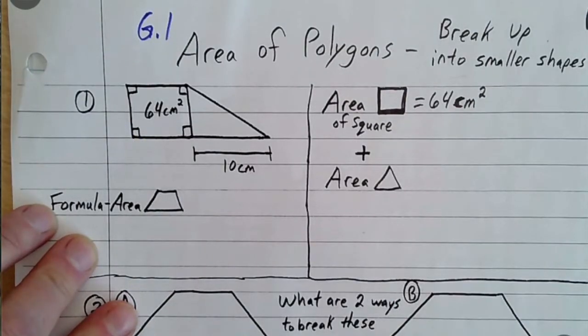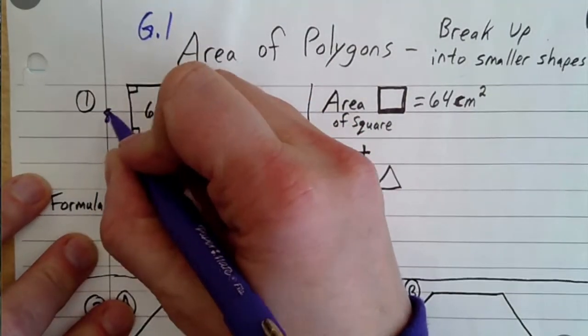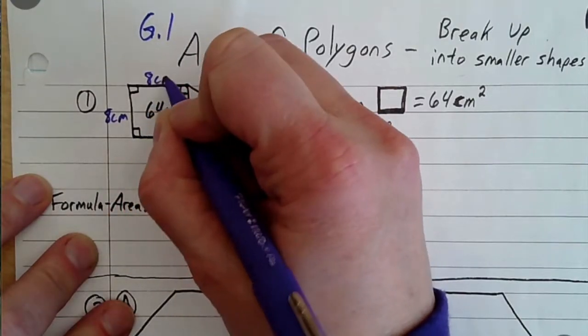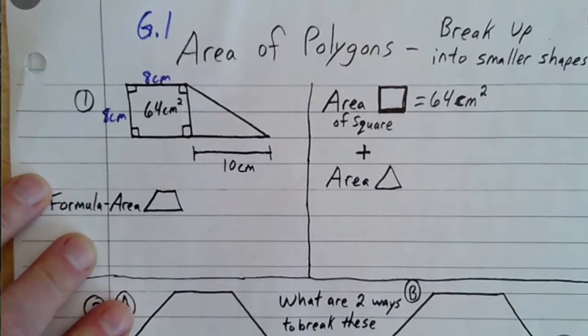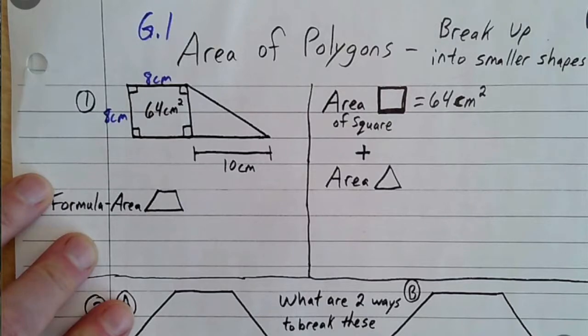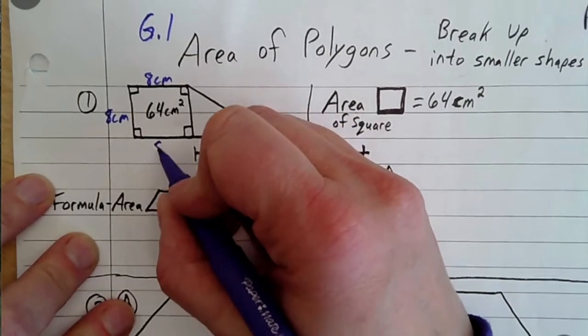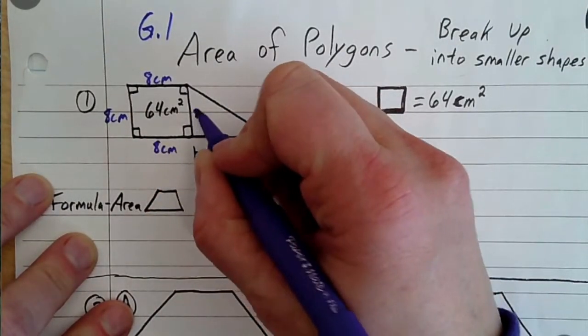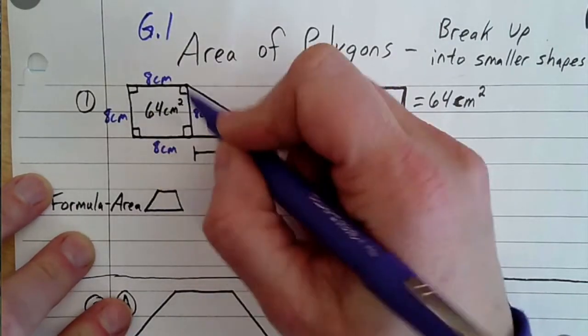So some people can see it. They could see this would have to be 8 centimeters, and then this would have to be 8 centimeters. 8 times 8 is how you get 64. And so that's really all you need for the square. You also know that this would be 8 centimeters down here, and this would be 8 centimeters here if you wanted to label all sides.